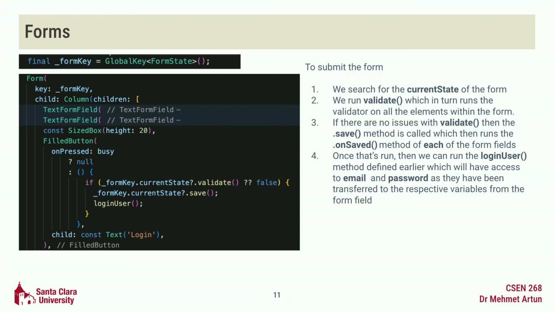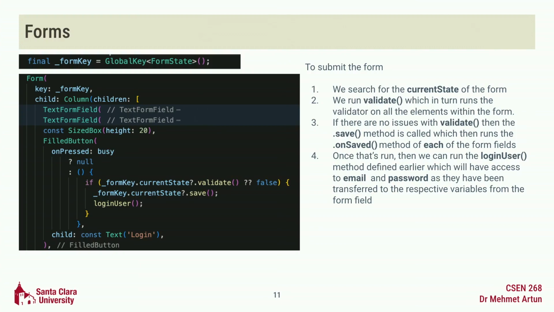Now we're looking at the form, and what do I have in the form? The form has a child, which in this case is a column, and in this column there are 2 form fields and a filled button. This is the filled button which we saw earlier, and these are the text form fields we saw earlier, and all of that is wrapped inside the form, and the form has a form key, which is a global key of form state. This is something that you just need to follow in this manner.